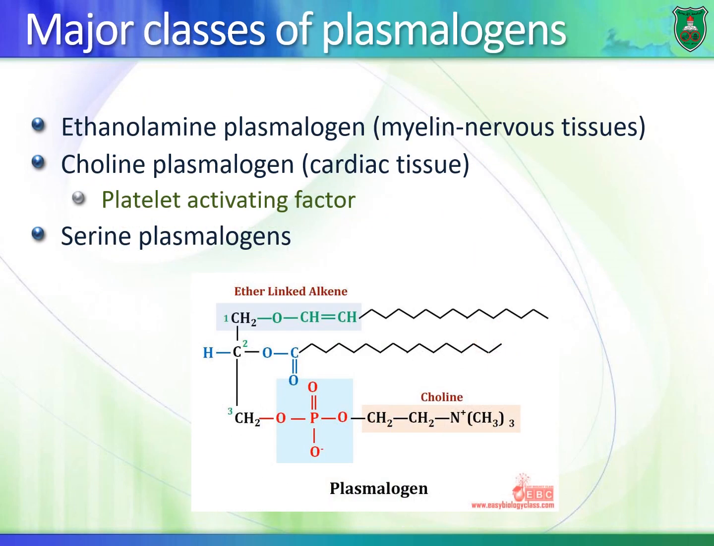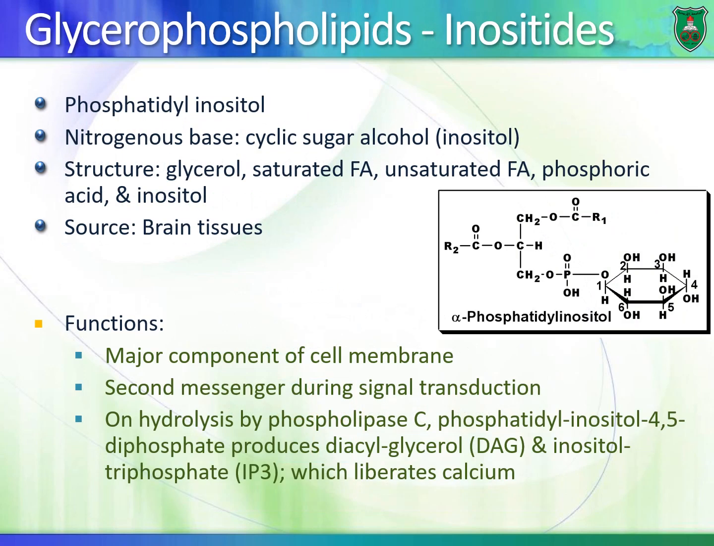Now, there are different types of plasmalogens. So you have ethanolamine plasmalogen, which is present in the nervous tissue. You have choline plasmalogens, which is mainly present in cardiac tissue. It is also a platelet activating factor during platelet aggregation. And you can have serine plasmalogens as well. So there are different types of plasmalogens. Now, note the ether group right here, and the alkene as well.